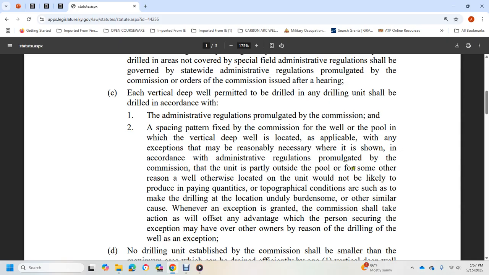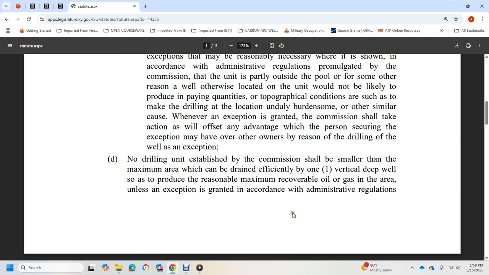Unit is partly outside of the pool, or for some other reason the otherwise located unit would not be likely to produce a paying quantity of oil or gas, due to topographical conditions such as the drilling location, the burdens, and other similar causes. Whenever an exemption is granted, the Commission shall take action to offset any advantage the persons granted the exemption may have over the owners' rights by reason of the drilling of the exempted well.